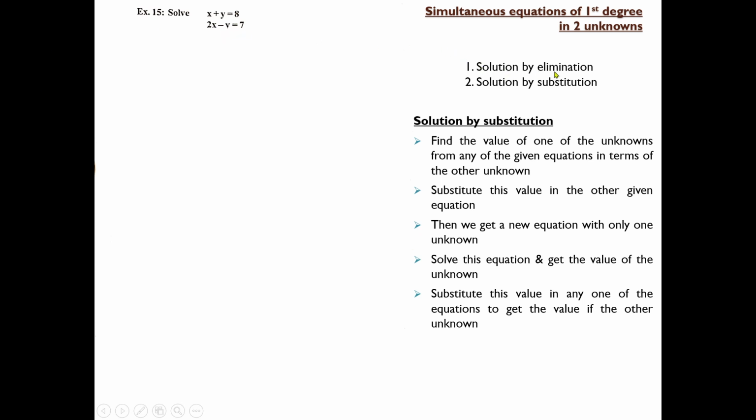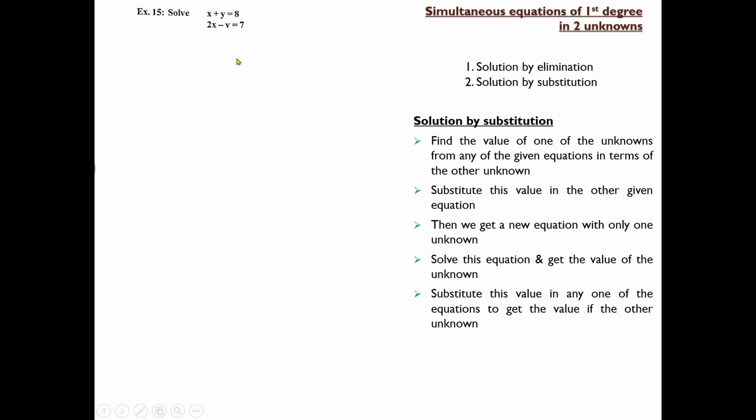As per the solution by elimination, I believe all of you know how to solve this one. By simple linear equation solution, you will put a line here. Here directly you can see that y and y are in similar positions and have different signs, so you can easily cancel these two terms. You will get 3x equal to 15, that is x equal to 5.